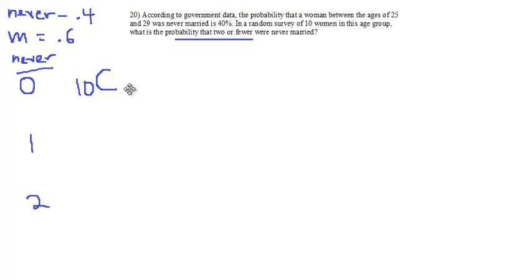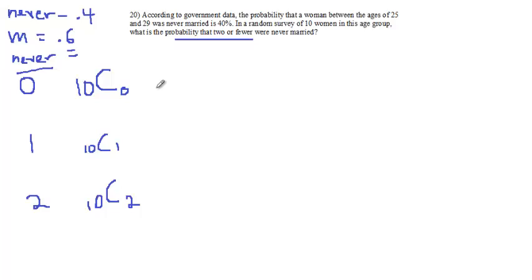So you'd put 26C0. I'm sorry, 10C0. For the 1, it would be 10C1. And for the 2, it would be 10C2. But that's not the end of it, because for each one, you also have to put in the odds of each particular one occurring. So, for example, for the first one, there are 10 that are married and none that are never married.